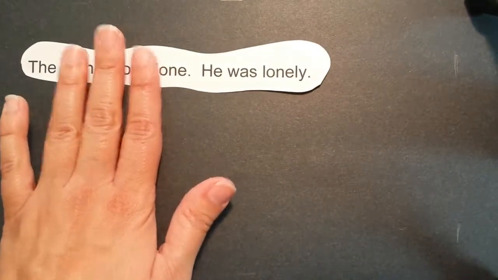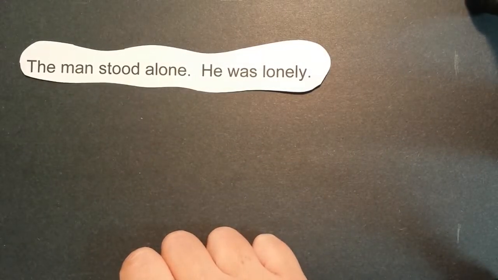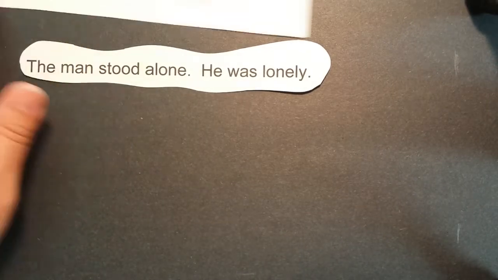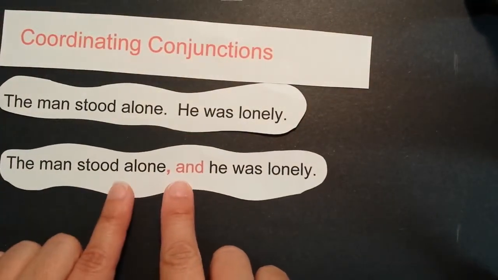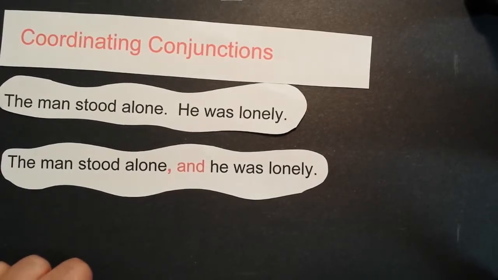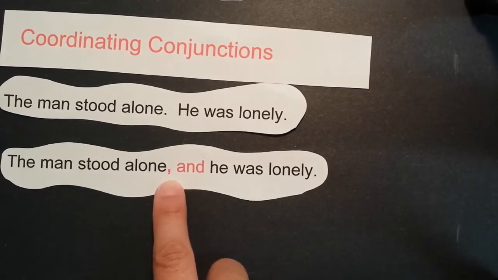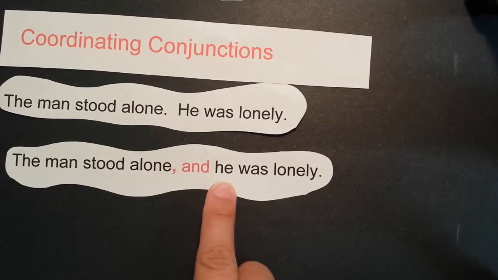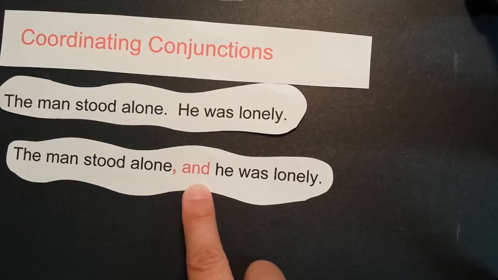Now, let's say you have two independent clauses that you want to put together because, let's face it, this is kind of boring. The man stood alone. He was lonely. Whoop-de-doo! But if we use a coordinating conjunction to combine the two independent clauses, then we have a much more interesting sentence. The man stood alone, and he was lonely. Notice the placement of the comma. Anytime that we join two independent clauses together, we separate them with the comma and a coordinating conjunction.